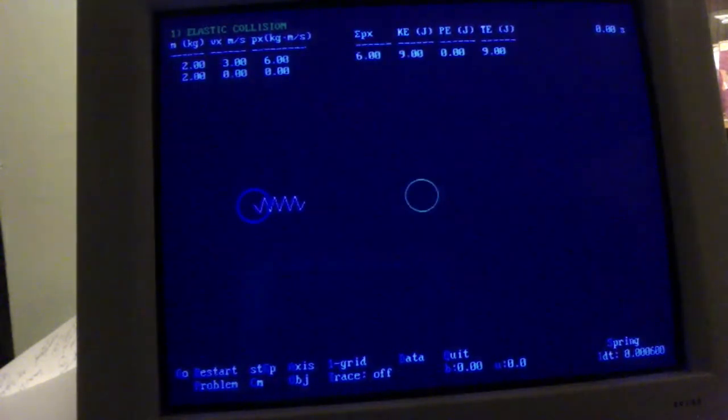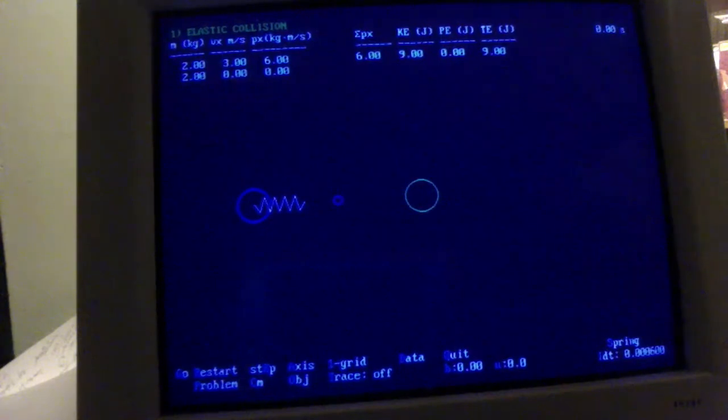Now here comes more data. Look at the kinetic energy and the potential energy. The total energy is going to stay the same. Okay, we have a little bit of error. That's computer round off error. The total momentum stays the same.